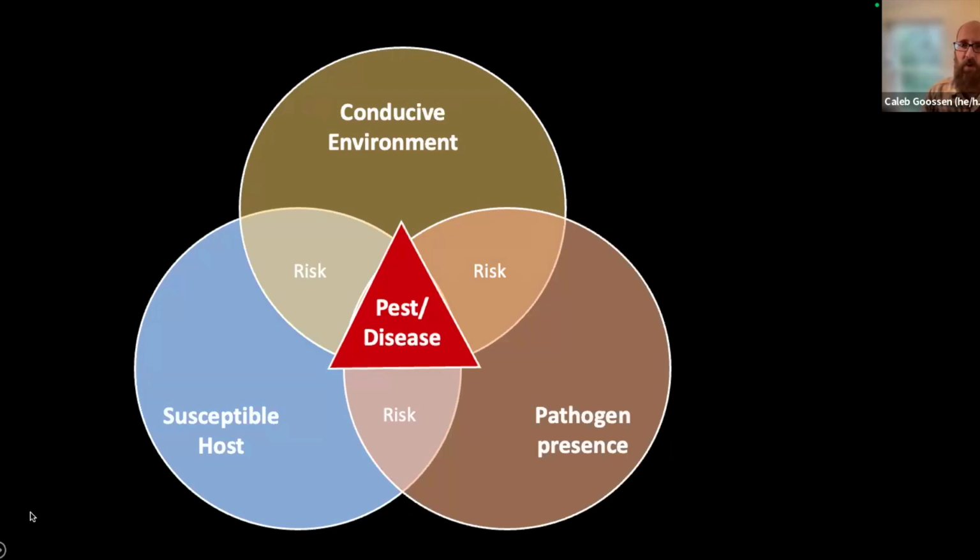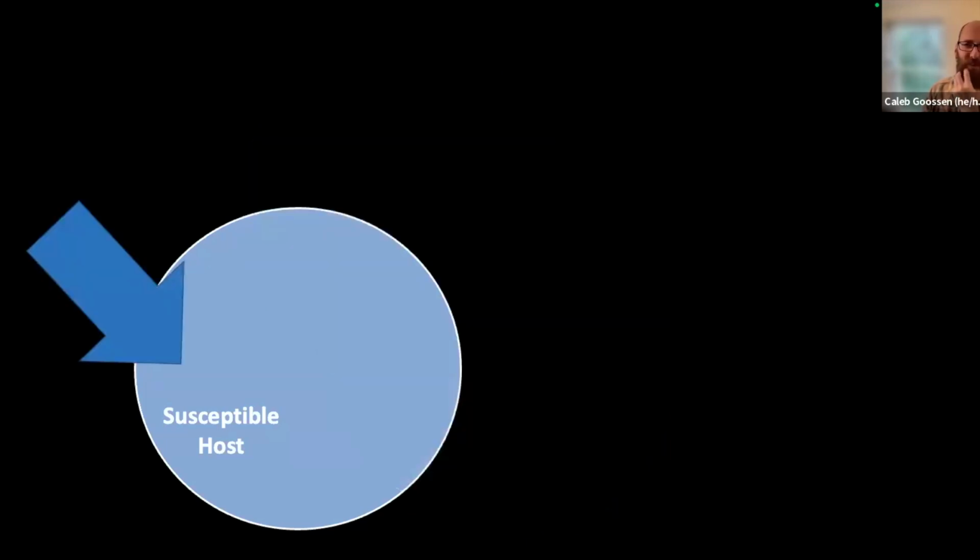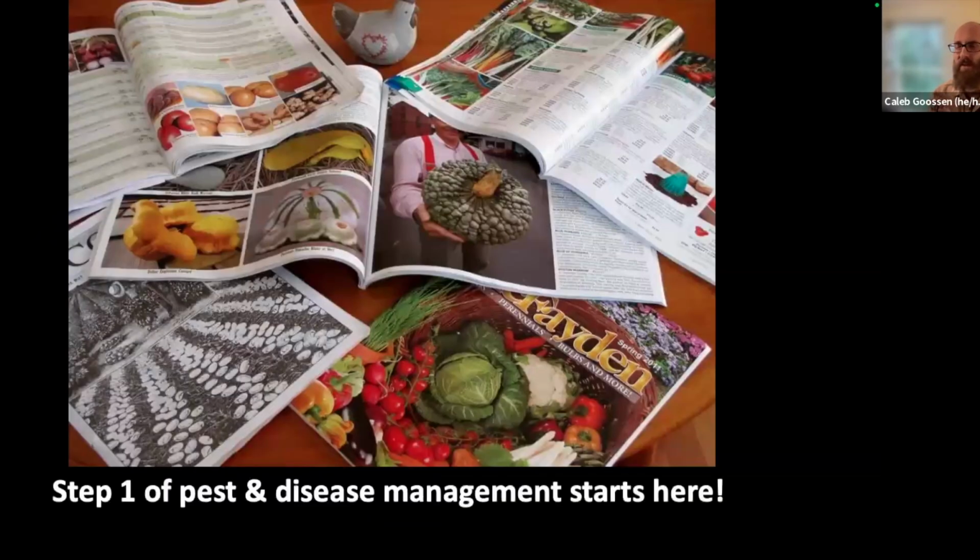Overall, we'll start with the susceptible host. This will anchor us as we go through what I am going to talk about as the hierarchy of organic disease and pest management and control. Your first step is really when you're talking about what you are growing: trying to not have a susceptible host, to have a strong resistant host.